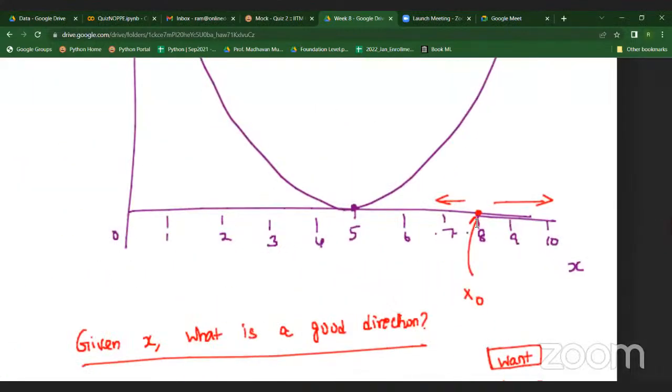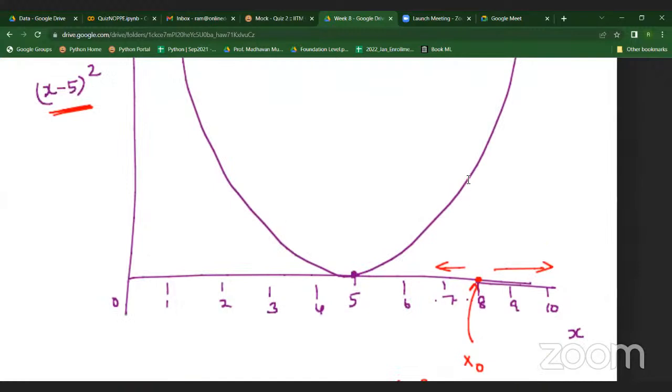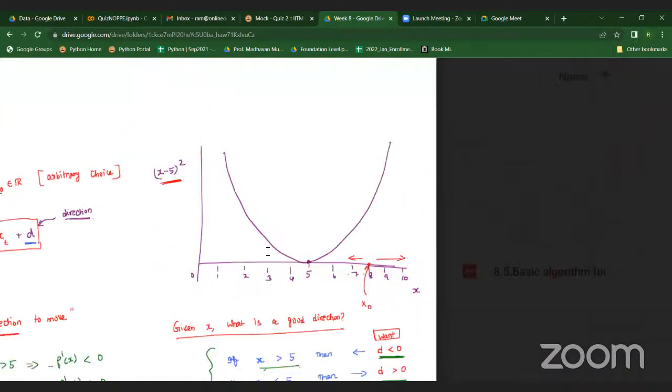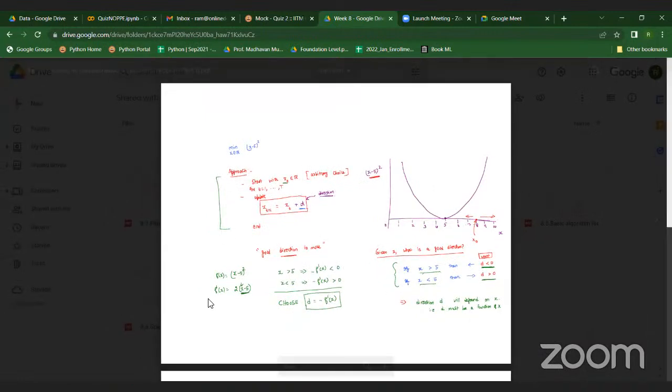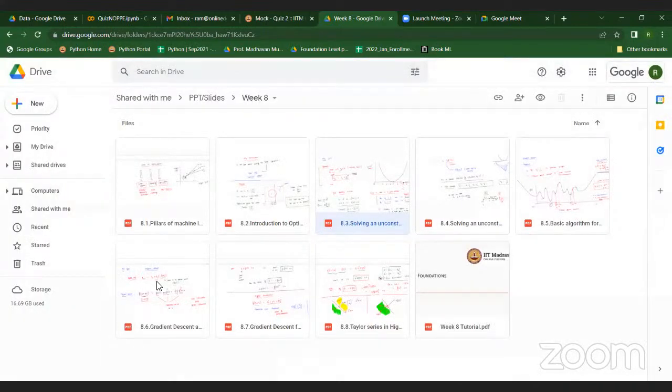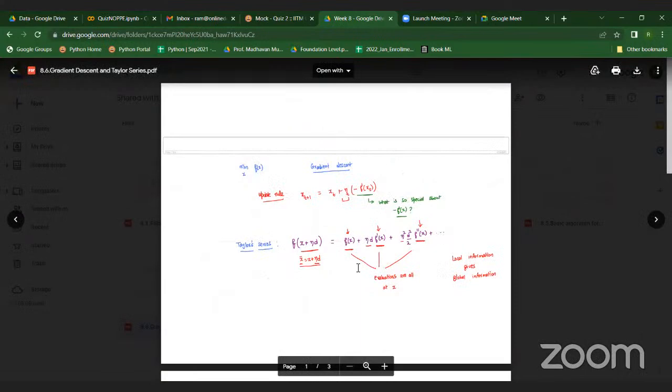So for example, let me show you here. Here we are at this 8. We want to move in the direction where the f of x value decreases. So if you move to the left, the f of x value decreases. Suppose you are at 2 here. If you move to the left now, the f of x will increase. But if you move to the right, the f of x value will decrease. So we always move in the direction where the f value will decrease.